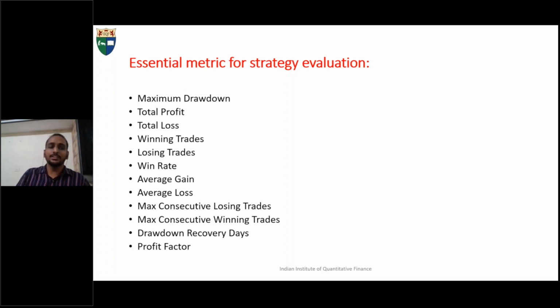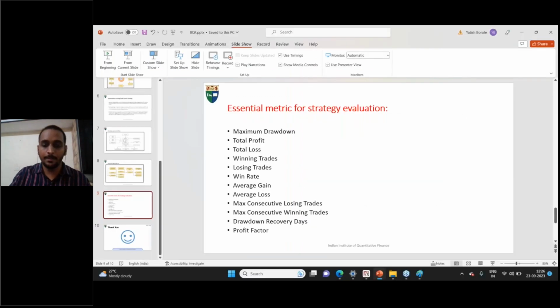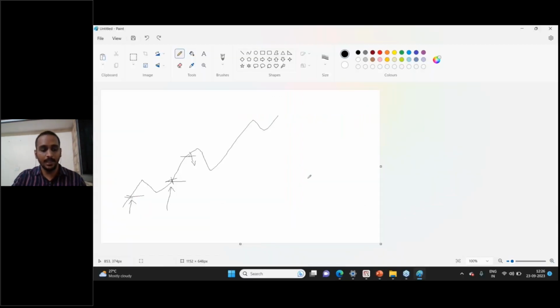So coming to the final evaluation, what essential metrics should be considered for strategy evaluation? The very first metric is the maximum drawdown. Now this is a term which I want you to pay attention to very carefully, because a lot of people have misunderstanding regarding drawdown. So what is drawdown?